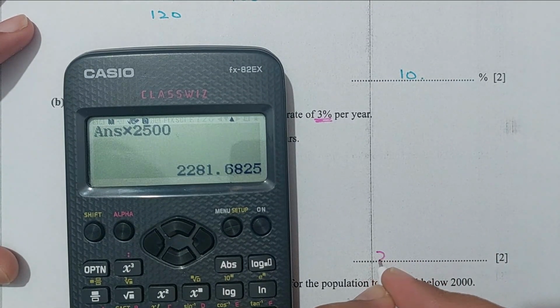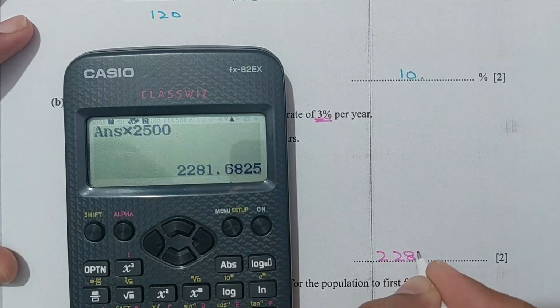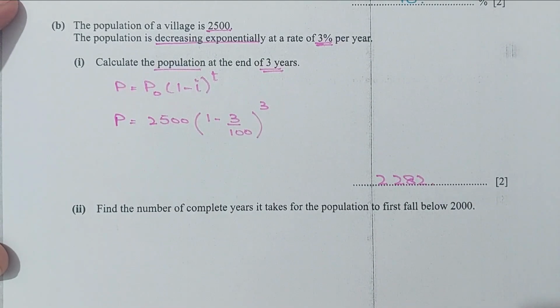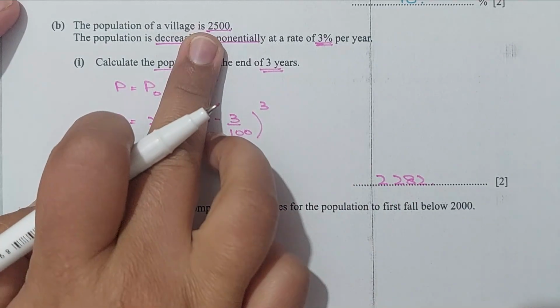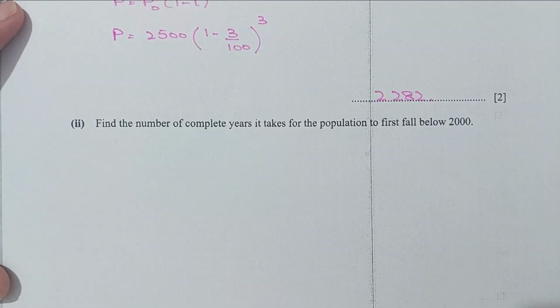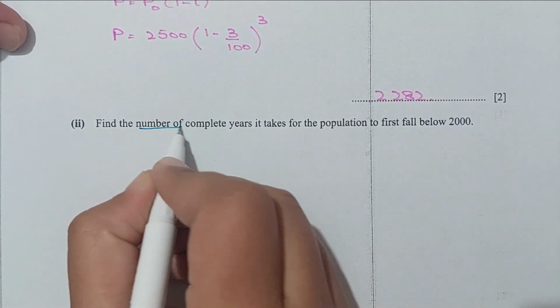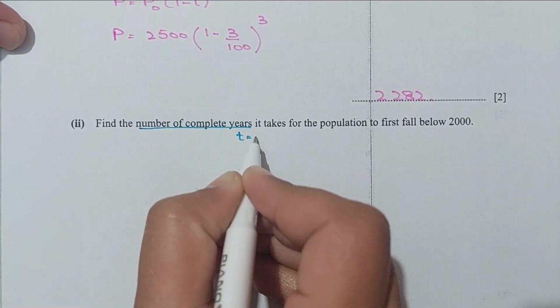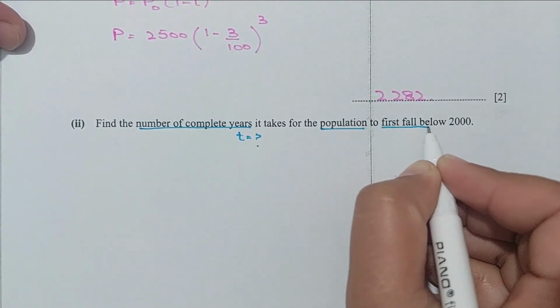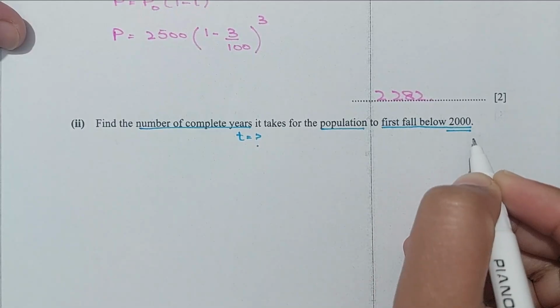2280.6, or 2282 if I round it. This would be the population decrease from 2500 to 2282. Now for the second part, find the number of complete years it takes for the population to first fall below 2000.